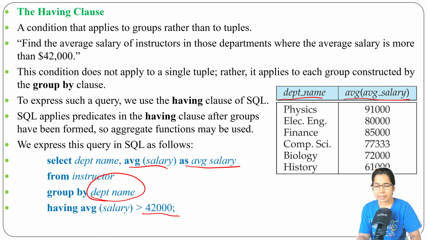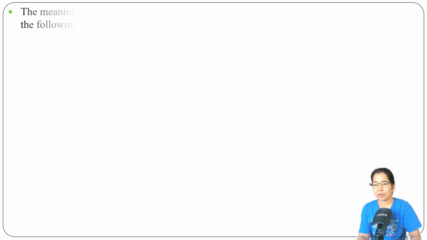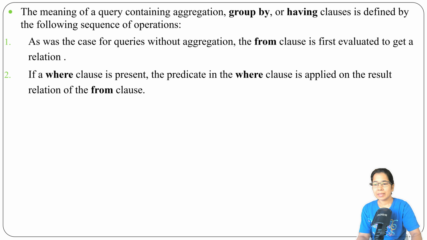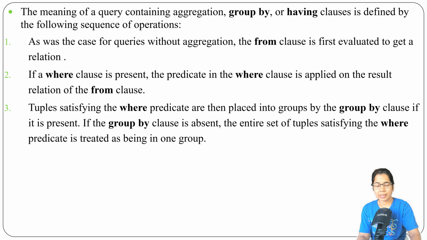Now in which sequence should we execute? First we should check the from. The from clause is evaluated first to get the relation. There may be a single relation, there may be multiple relations. So first we'll execute the from clause, then we'll execute the where clause. In the where clause there may be some condition. So after from we'll check the where. After where we'll do the group by. If there is no group by, then the whole relation will be considered one group.